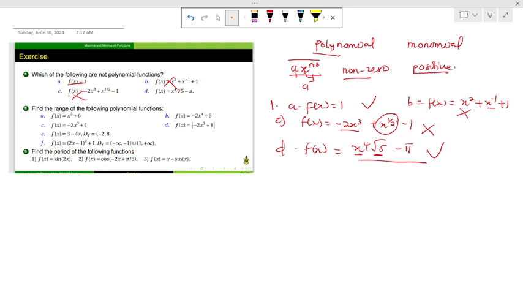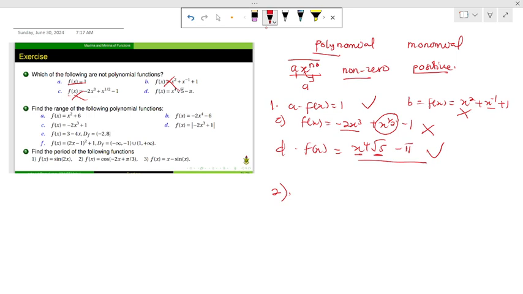Now let's go to the second section. Find the range of the following polynomial function. What do you mean by the range of a function? In our lessons on range, we spoke about it and we've solved several problems, right? So if you want to determine the range for a particular function, all that you need is the output of that function. What is the output of this function?